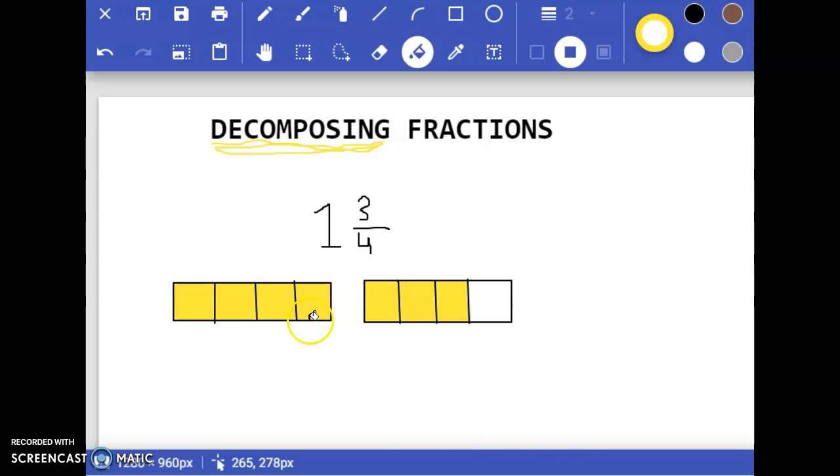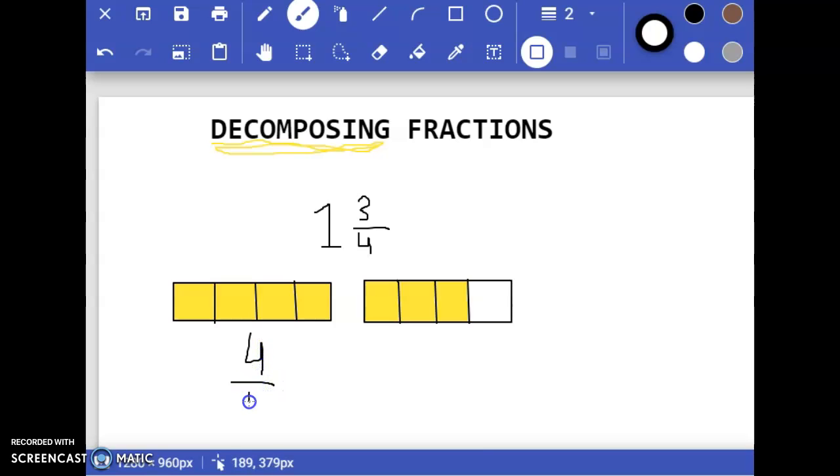Now, if I wanted to write this as a decomposed fraction, I could count the pieces in this model. 1, 2, 3, 4, 4/4. Because remember, 4/4 is the same as a whole. We talked about that too. 4/4 plus 1, 2, 3, 3 out of 4. Because remember, it's not all the way colored in. So it's only 3/4. And that's one way that 1 whole and 3/4 could be decomposed by breaking it into its parts.